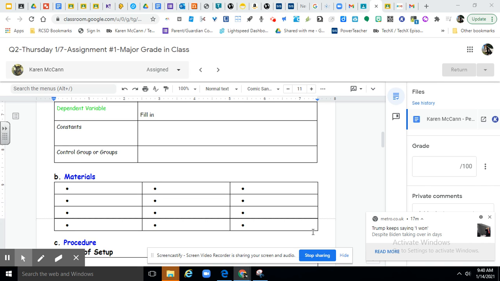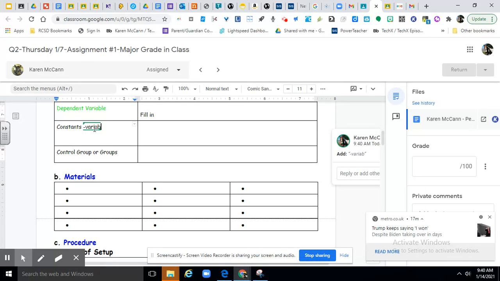Guys, I just wanted to let you know, if you were struggling with your constants and control group, I wanted to go over that with you today. All right. So constants, remember, are variables that stay the same throughout the experiment.